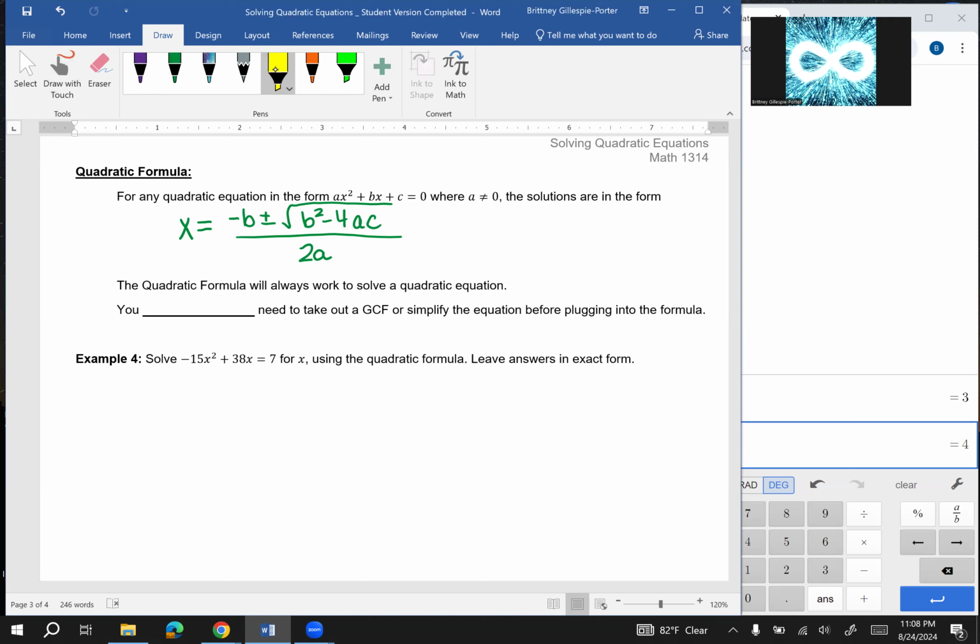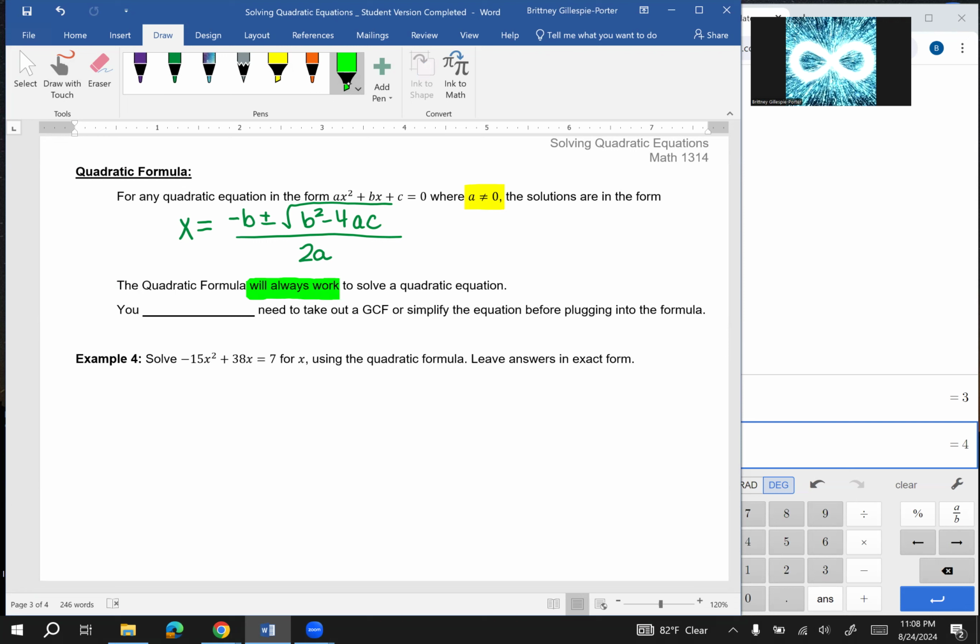Now, a couple of things that you should note about this. A cannot be 0. You must have an x squared there. You cannot use the quadratic formula for anything higher or lower than the x squared. You must have an x squared as your highest. The quadratic formula will always work.